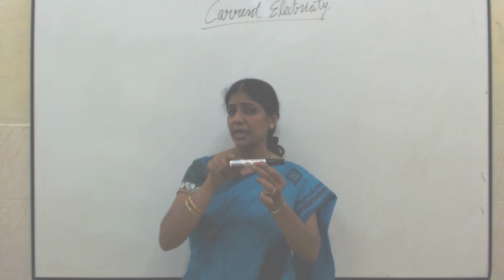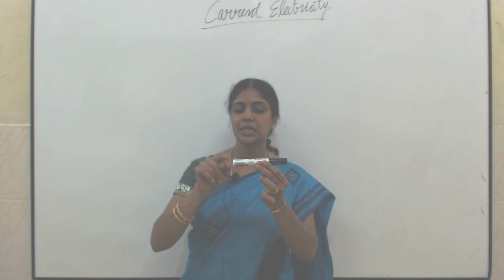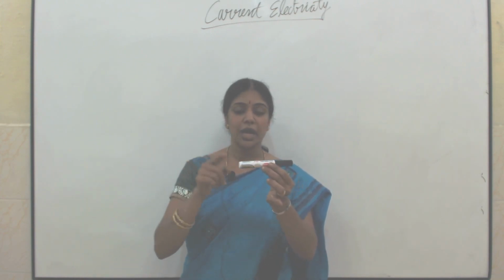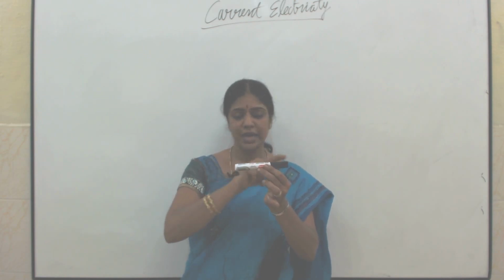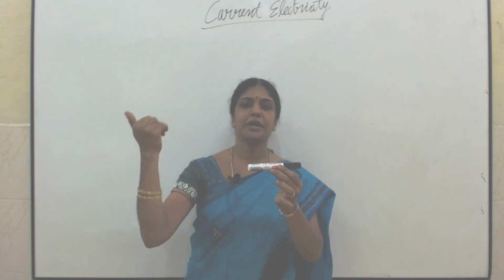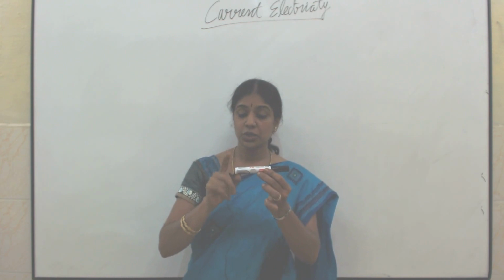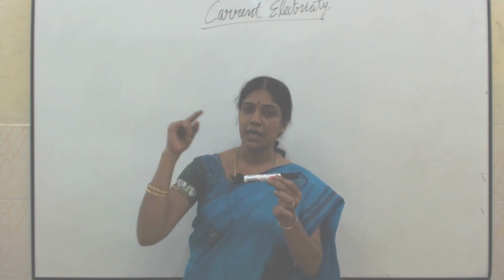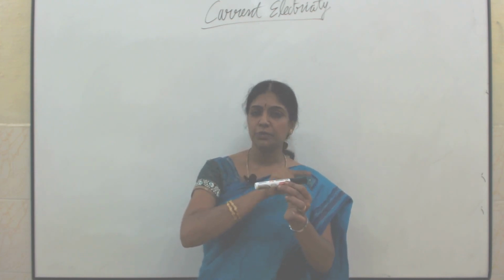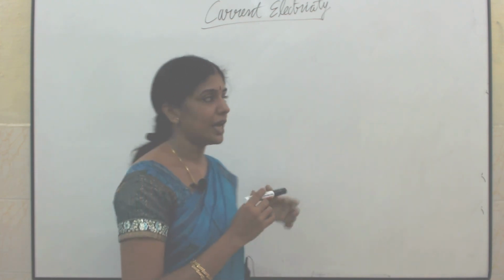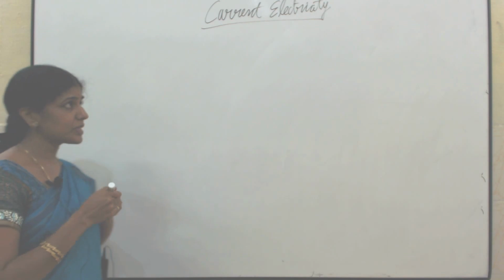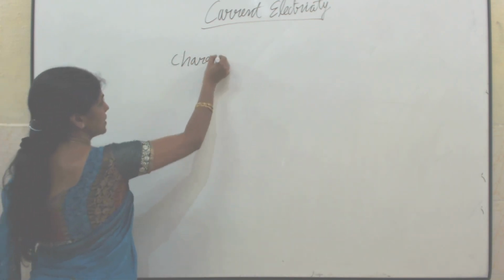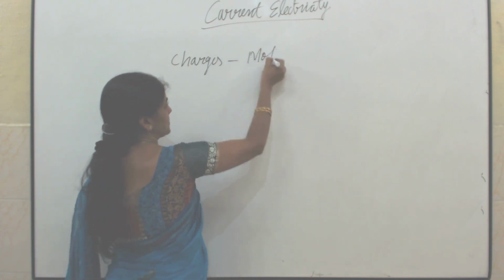If these two ends are at the same potential, the charges will not flow from this end to this end. So what I have to do is make either of these ends be at a greater potential than the other end. If I do it like this, the charges will flow from the end where the potential is high to the end where the potential is less. So this is the way I can make the charges flow. In this lesson we are going to see about the charges which are in motion.